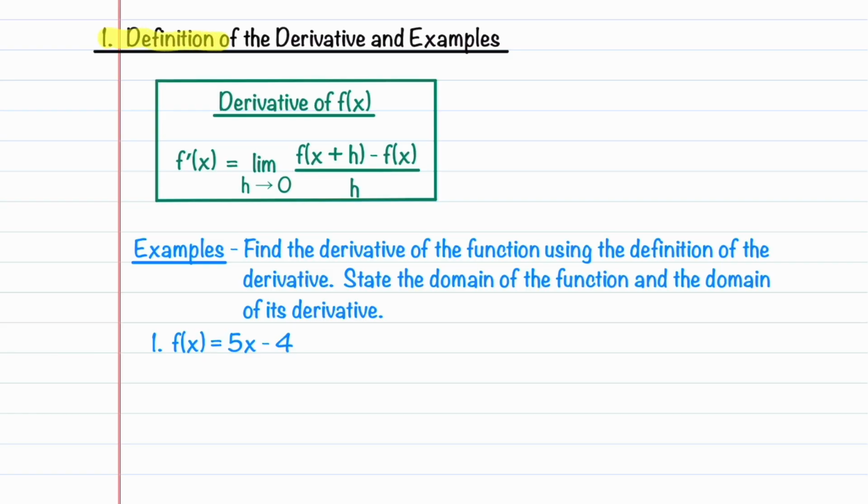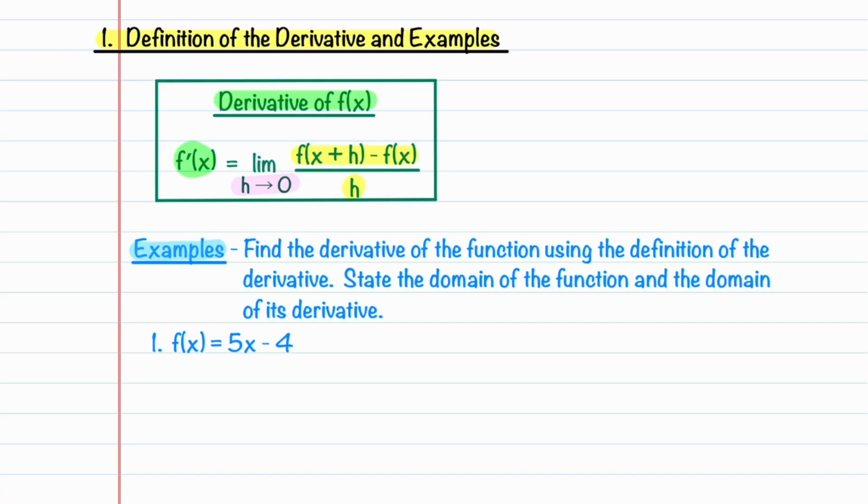Let's look at the definition of the derivative and walk through some example problems. The derivative of a function f of x is notated by f prime of x, and it's the limit of f of x plus h minus f of x, all divided by h, as h approaches 0.